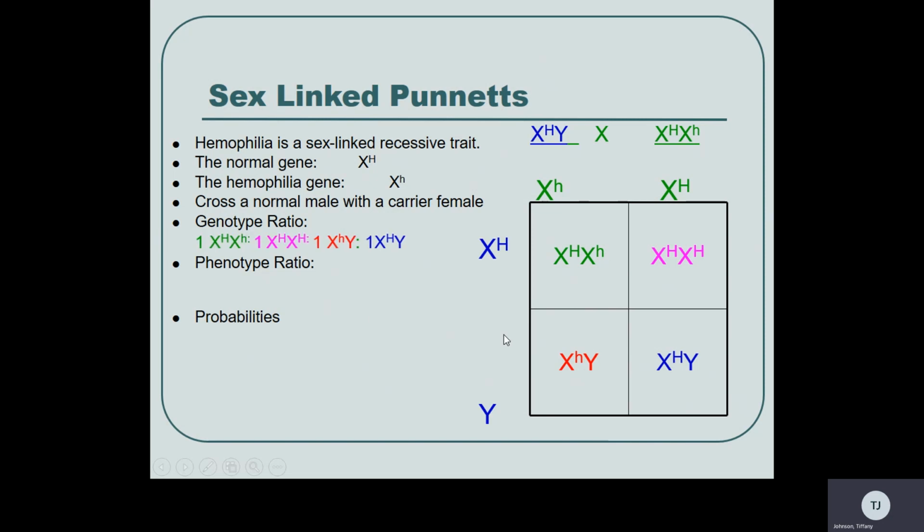All right, so our genotype ratio gets really long because we have one X big H, X little h, one X big H, X big H, one X little h Y, and one X big H Y. So we have one of everything. Our phenotype ratio is still very long itself. So we've got one completely normal female, like she's got big H, she can't even pass it on. And then we've got one that's a carrier. Reminder, she is still normal. Like, she's still healthy. She's fine.